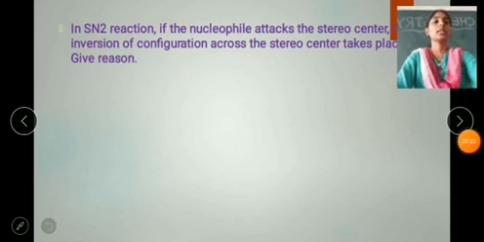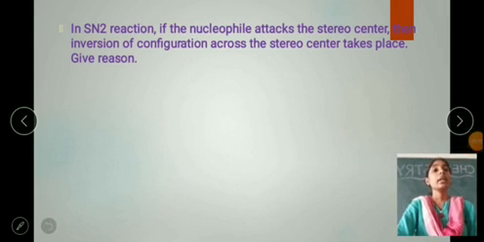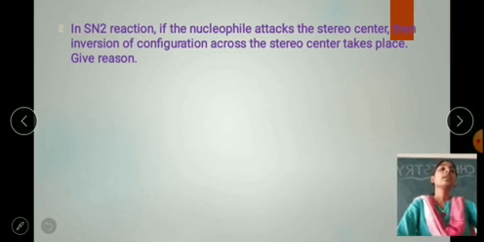Next is another question. In the SN2 reaction, if the nucleophile, for example OH minus, attacks the stereo center, then inversion of the configuration across the stereo center takes place. Why? In the SN2 reaction, it is going to form an inversion of configuration.